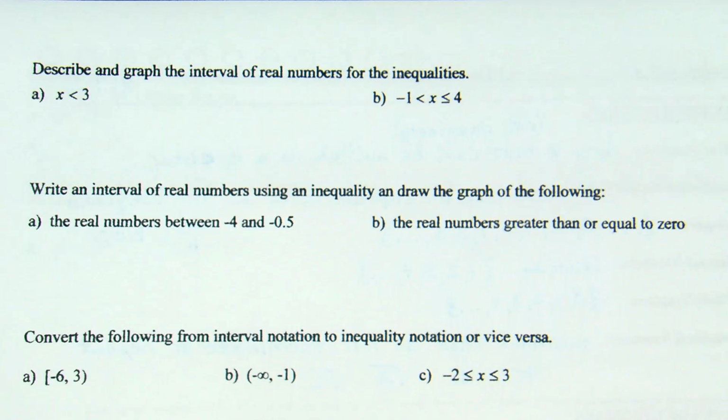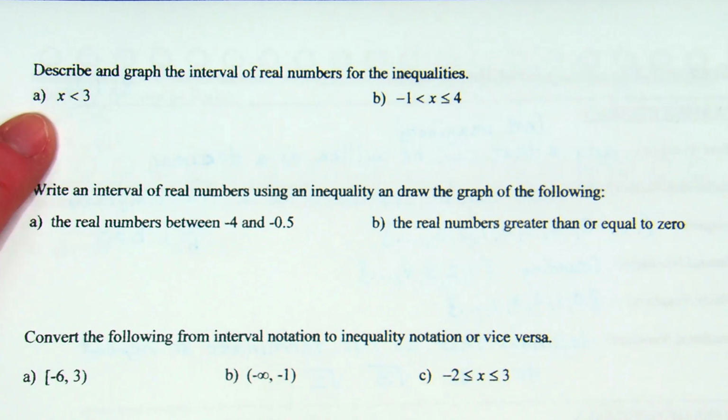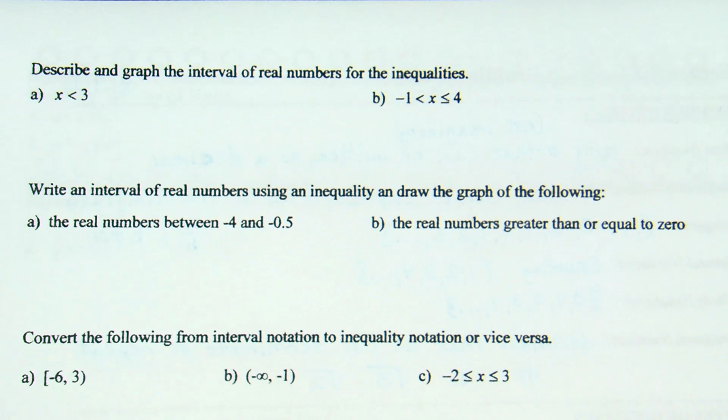So, describe and graph the interval of real numbers for the inequalities. First of all, what does that read? What is that in words? Okay, x is less than 3. We know which sign is which? That was the reason I asked that and didn't read it. So that is x is less than 3. What does that look like on a graph?